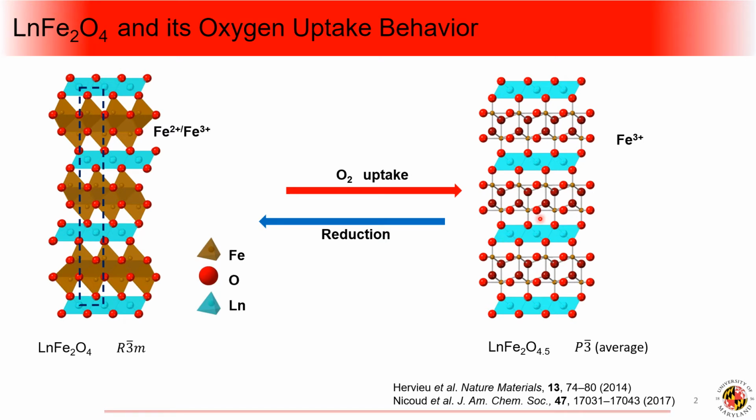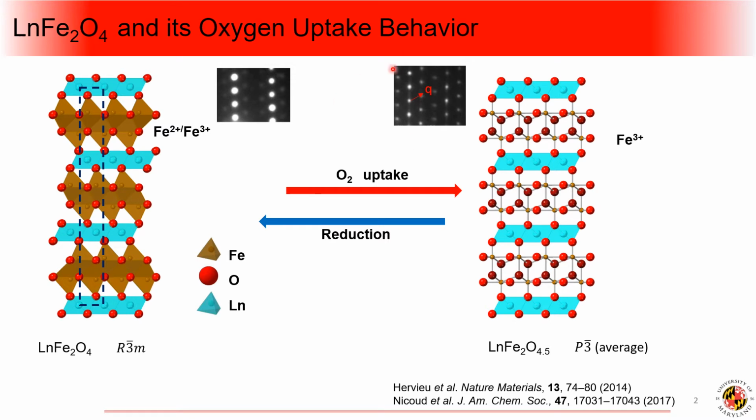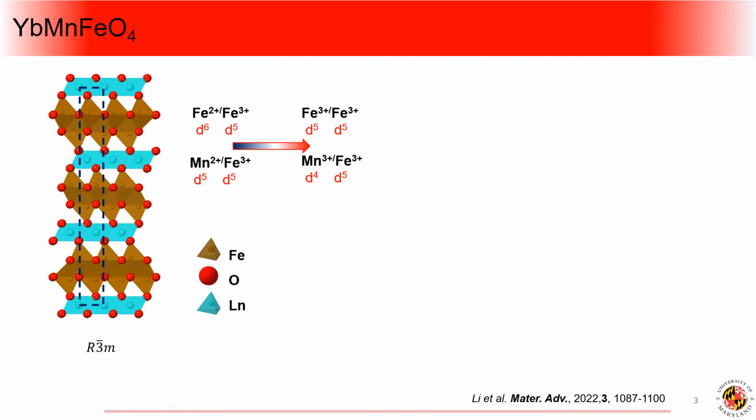Another very interesting behavior of this material is that after the oxygen uptake, there will be some structure modulations happening. Here I just show the electron diffraction images of the material. As you can see, in the oxidized phase, there are some satellite peaks appearing surrounding the main diffraction dots. That's usually the sign of structure modulation.